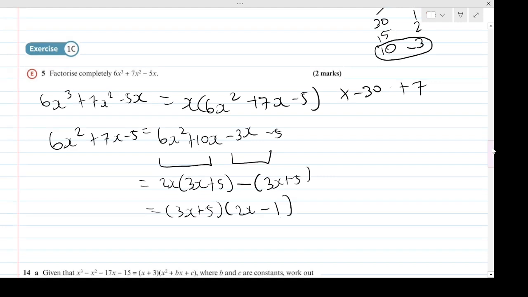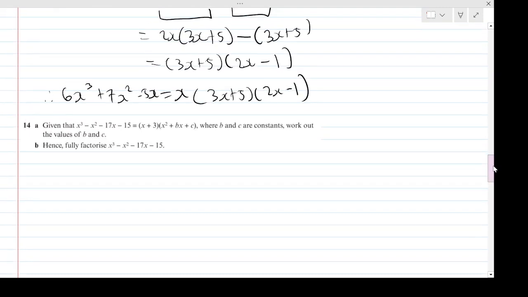Therefore, if we were to factorise the whole expression, 6x cubed plus 7x squared minus 5x, remember there was an x here. And then I'll factorise the quadratic into these two linear factors. So that'd be x, 3x plus 5, 2x minus 1. Cool. There we are.